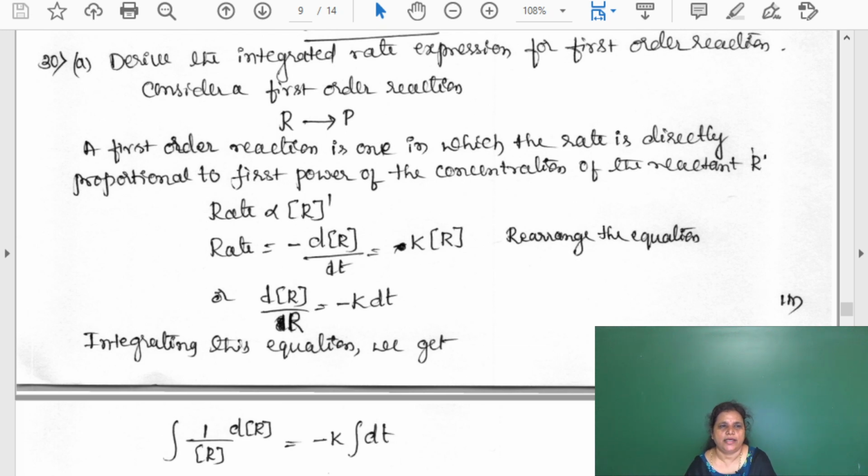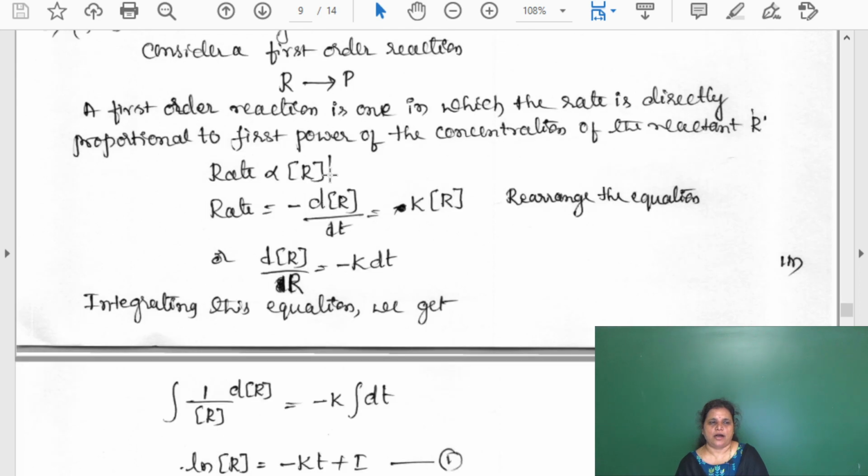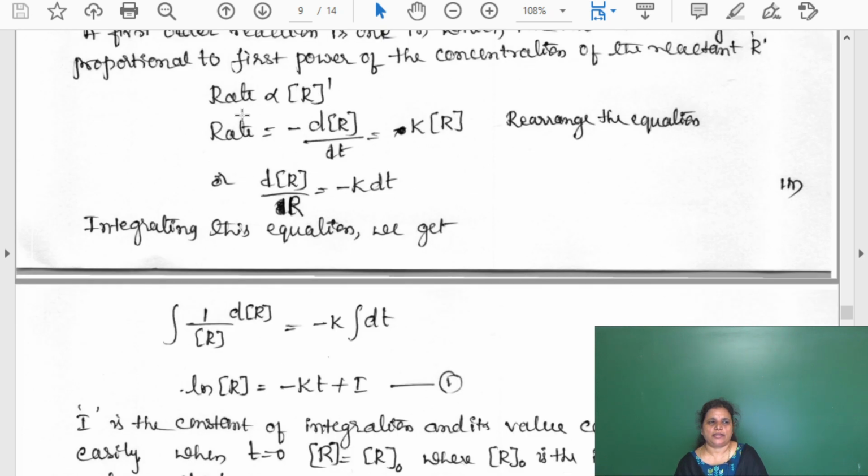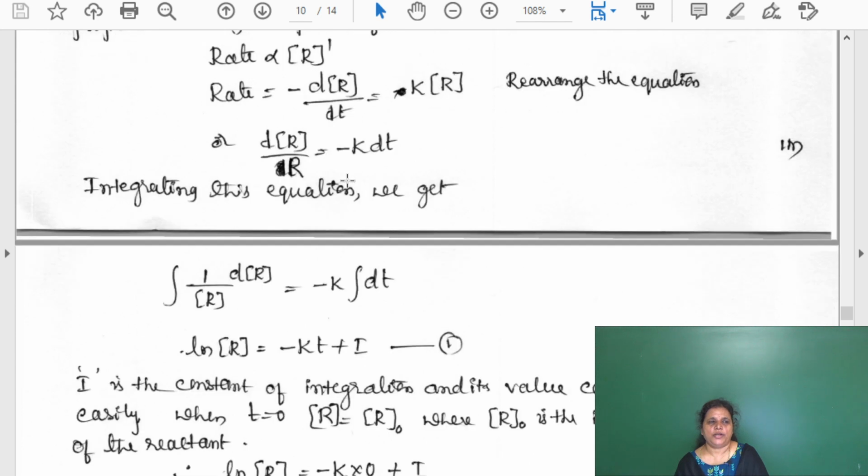Derive the integrated rate expression for first order reaction. So integrated rate expression for first order reaction you have to write. So consider a first order reaction, R gives P. A first order reaction is one in which the rate is directly proportional to first power of the concentration of the reactant R. First power of the concentration of the reactant R. So first form you have to write like this, then remove the proportionality constant, or you can also write it as minus d[R]/dt, that is decrease in the molar concentration of reactant with time, equal to kR.